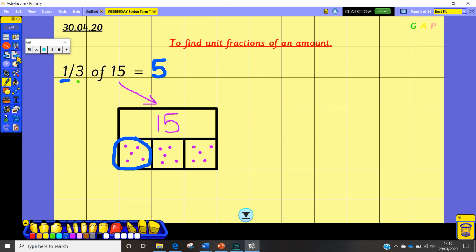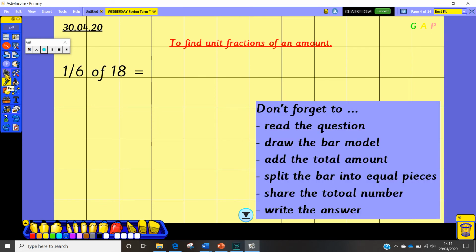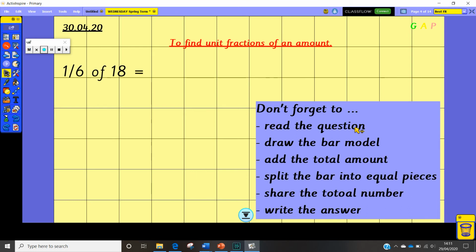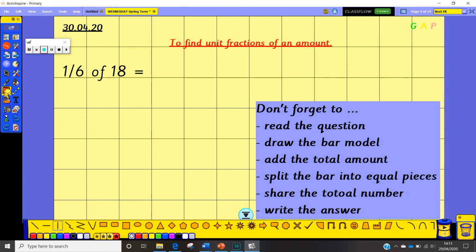So the last one that we're going to do together has actually got the tips next to it. So we're going to go through the helpful tips whilst we are doing it. So the first helpful tip says read the question, which we always need to do because otherwise we won't know what we're working on. So my question here is 1/6 of 18. The next one is to draw the bar model. So I'm going to draw my bar model.